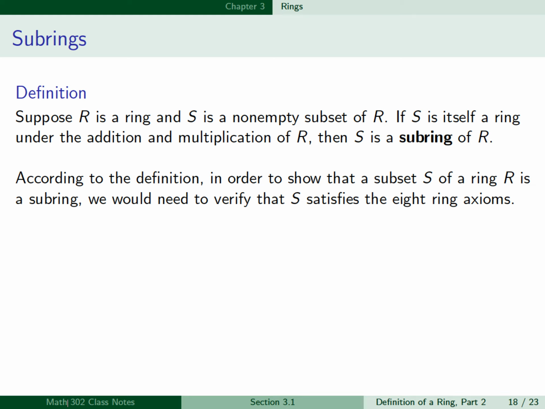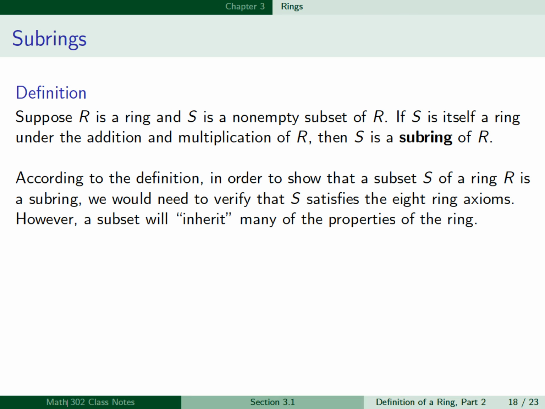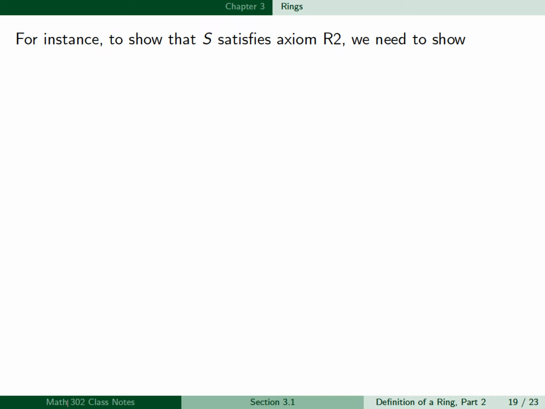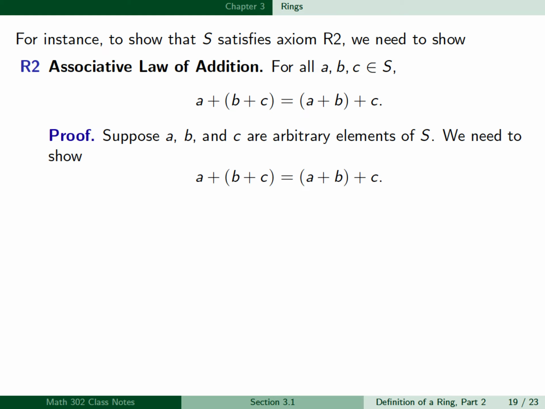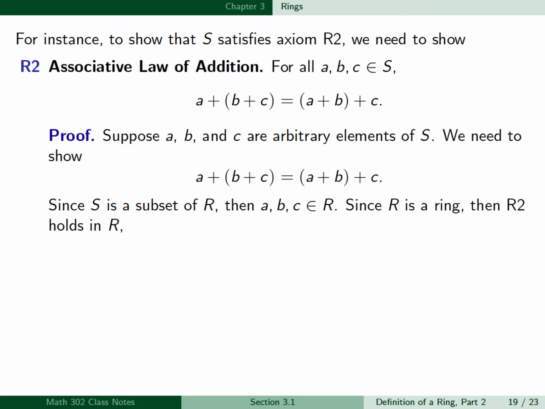Now, according to the definition, in order to show that a subset S of a ring R is a subring, we would need to verify that S satisfies the 8 ring axioms. However, it turns out that a subset will inherit many of the properties of the ring. For instance, to show that S satisfies axiom R2, the associative law of addition, we would need to show that for all a, b, c in S, a plus the quantity b plus c is equal to the quantity a plus b, plus c. To prove this, we would start by supposing a, b, and c are arbitrary elements of S, and we need to prove the equality. Now, since S is a subset of R, a, b, and c will all belong to R. And since R is a ring, we know that R2 holds in R, and therefore this equality holds as required.